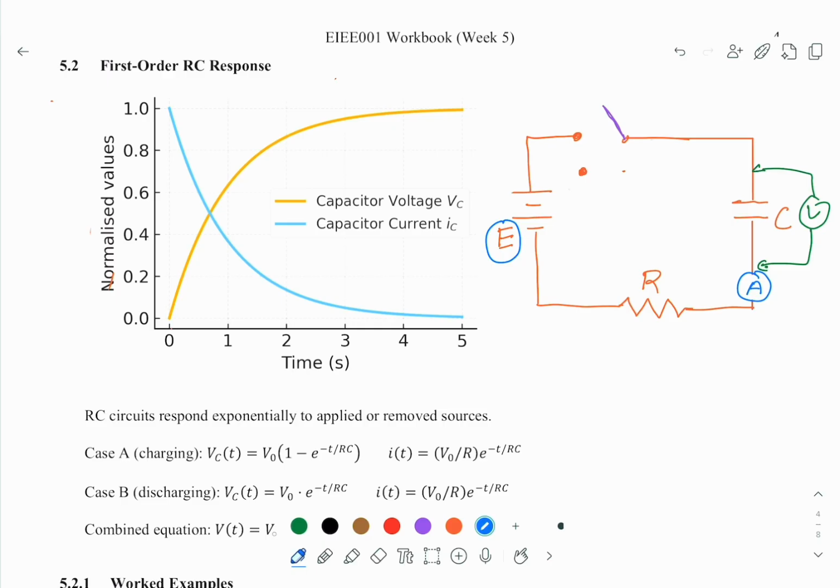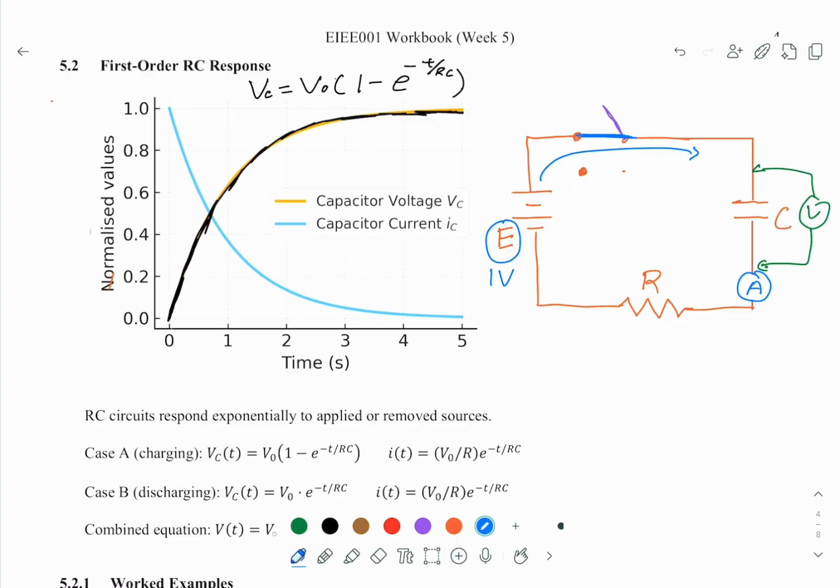We can assume the voltage is 1 volt. When we close the switch, the current starts to flow and the voltage starts to build up across the capacitor C. The voltage will start from 0 at this point and increase. We know this is V0(1 - e^(-t/RC)). This is the voltage across the capacitor.